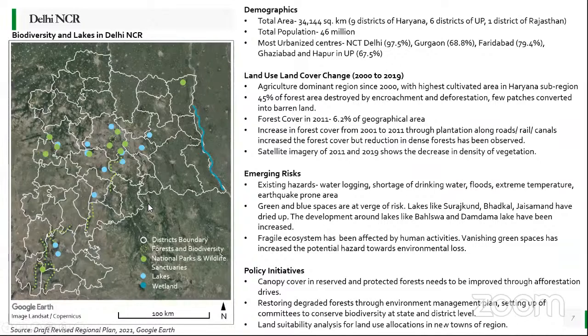Currently, the hazards that already persist in Delhi NCR are waterlogging, shortage of drinking water, and floods, and it is an earthquake-prone area also. Then on the left side, you can see the map. This shows the biodiversity and lakes in Delhi NCR which are currently reserved, and other than these, there are green spaces that are not reserved.